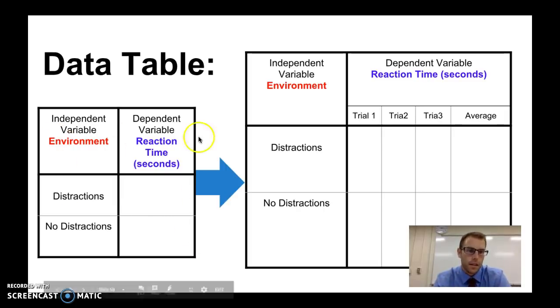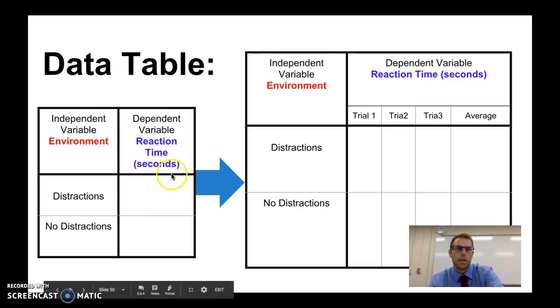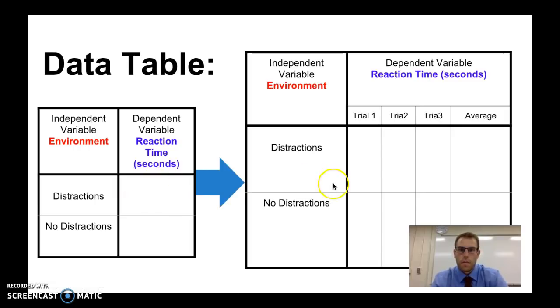So I'm going to take my data table, right, and in the dependent variable section, I'm going to start to split it up a little bit more. Right? So it's still the same type of table. I'm just kind of going a little bit more specific. Where now I'm saying, okay, within the cell that kind of meets up between my reaction time and the distractions, I have trial 1, trial 2, trial 3, and then I can take the average of that. That makes my data more valid, more reliable, more precise. So this would be a good example of a data table right here.